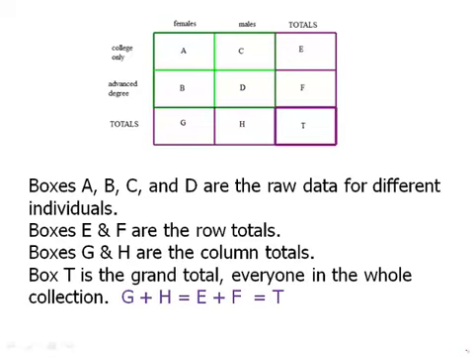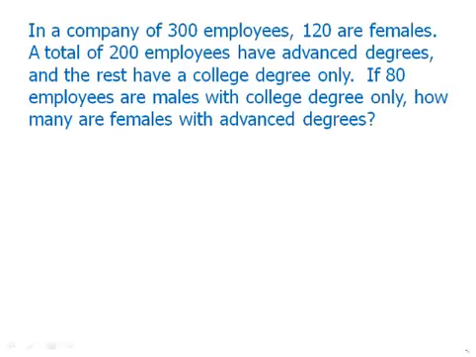Finally, T, that bottom right-hand box, is the grand total. That's everyone in the whole company, everyone in the collection. And we can get that either by adding across the bottom row, G plus H equals T, or we can add down the right column, E plus F equals T. And so everything should check, all those sums should be equal. So now, try this question again, and then we'll solve it with the double matrix method. You can pause the video here.